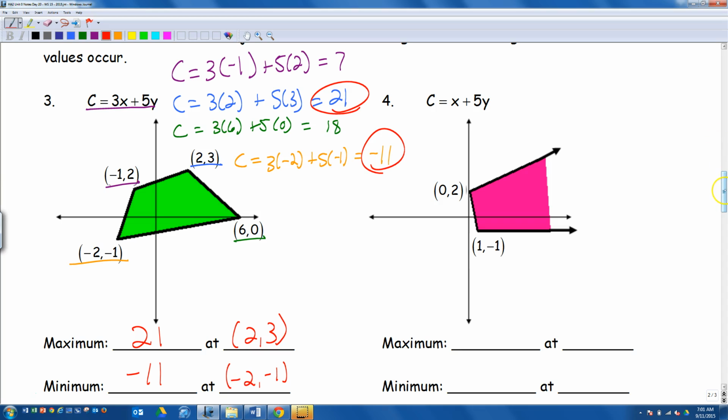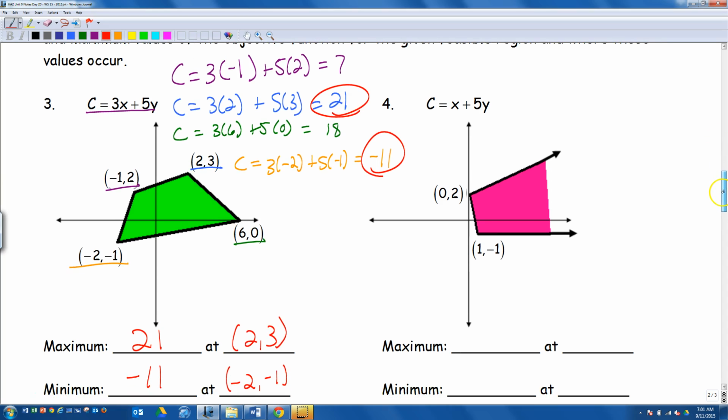Now we're going to look at this next one. Notice how there's only 2 points, and then this goes off forever. I know it stops, but technically, since there's no boundary, it will go off forever. So we have c is equal to, for this one, 0 plus 5 times 2, which is 10. For this one, we have c is equal to 1 plus 5 times negative 1, which is negative 4.